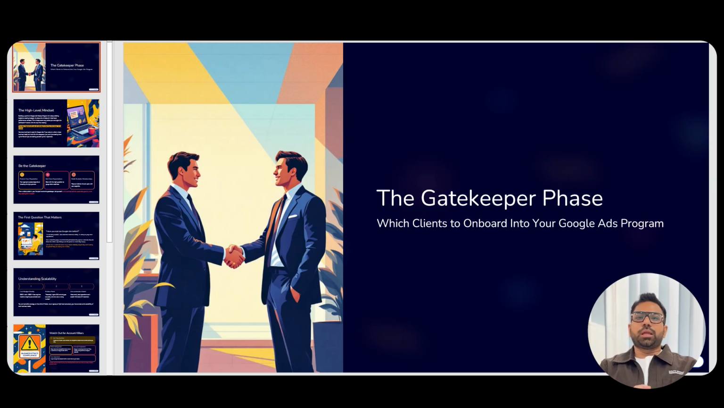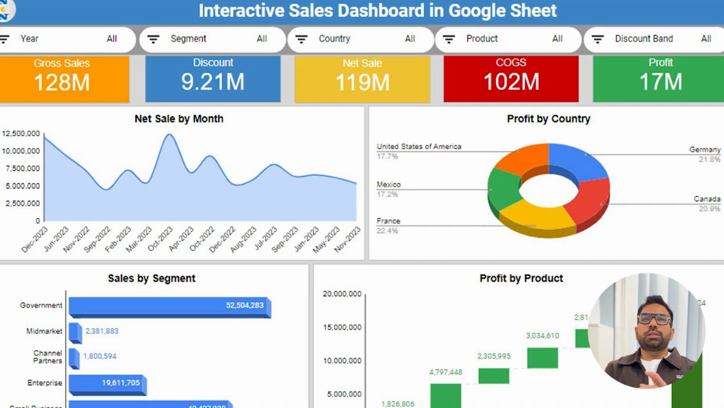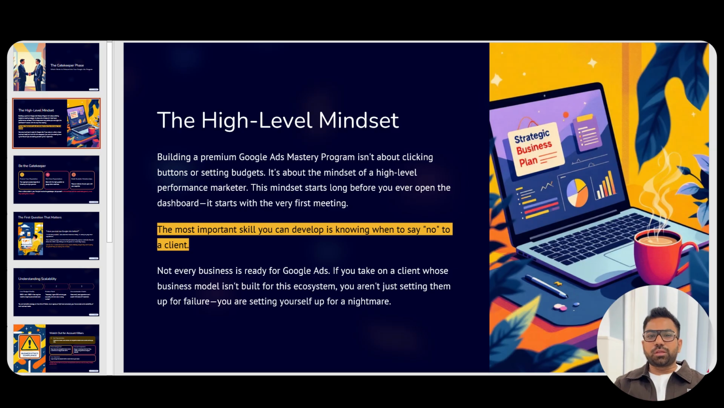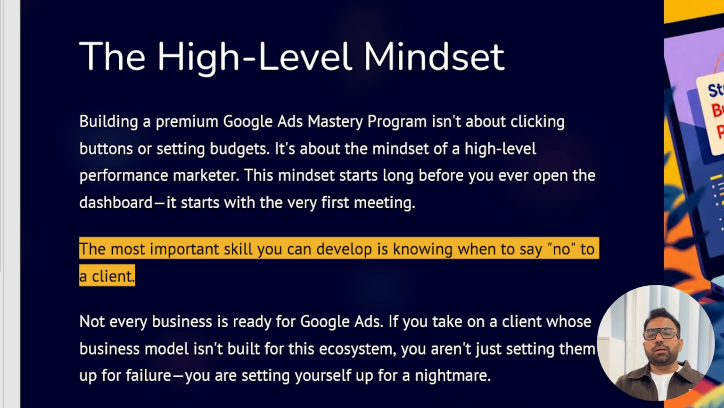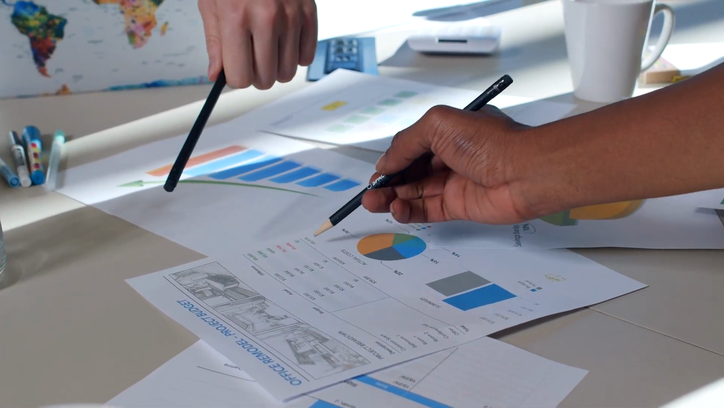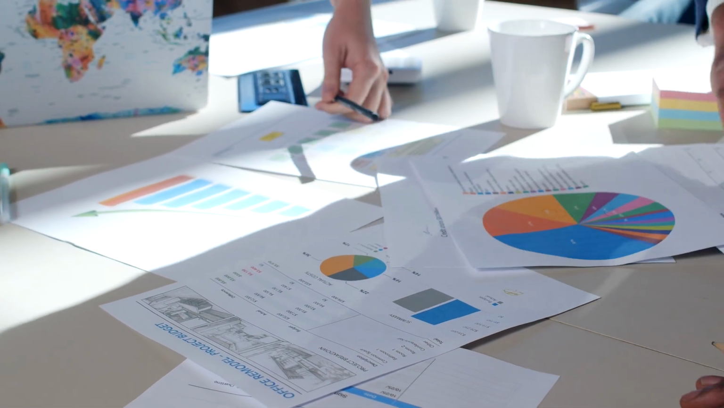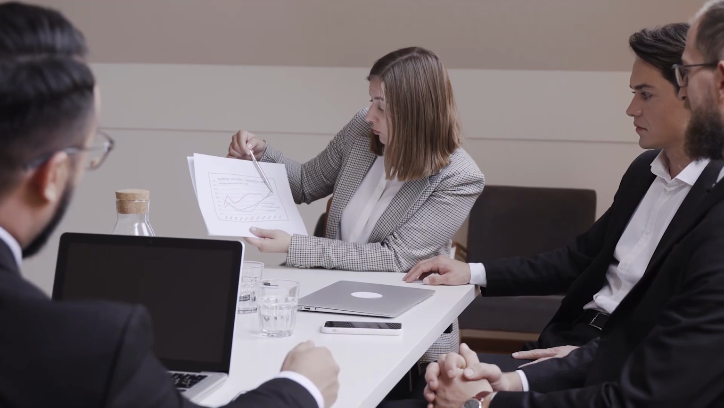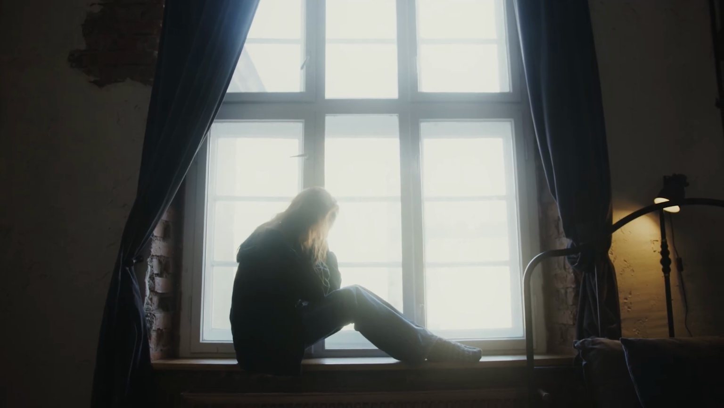When we talk about building a premium Google Ads mastery program, we aren't just talking about where to click or how to set a budget. We are talking about the mindset of a high-level performance marketer, and that starts long before you ever open the dashboard. It starts with the very first meeting. The most important skill you can develop is knowing when to say no to a client. Not every business is ready for Google Ads, and if you take on a client whose business model isn't built for this ecosystem, you aren't just setting them up for failure, you are setting yourself up for a nightmare.